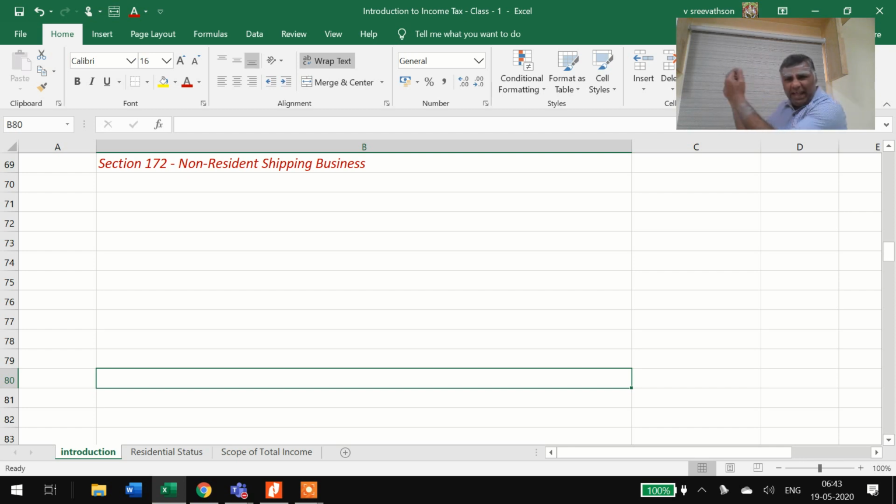Now, imagine a circumstance where I let the ship go. A bigger question is, what if the tax is not paid by the person who earned the income, that is, the foreigner? Neither will the ship be under my control because it has already started its voyage, nor is the person under my control because he is a foreigner. So what the assessing officer, the income tax officer, will say is, pay the tax, take the ship.